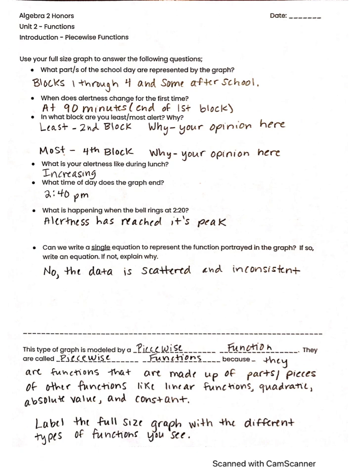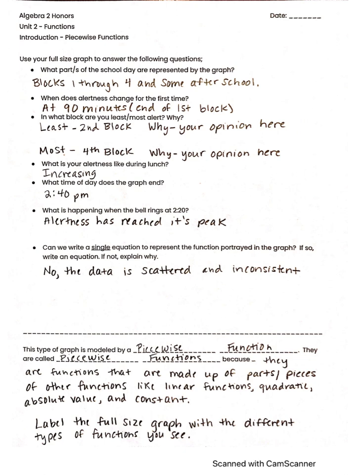Can you write a single equation to represent the function portrayed on the graph? If you could, please try. If not, explain why not. No, we can't write a single function because the data is scattered and inconsistent. The reason that the graph is scattered and inconsistent is because this type of graph is modeled by what's called a piecewise function. So this is the new type of function we're going to be looking at today.